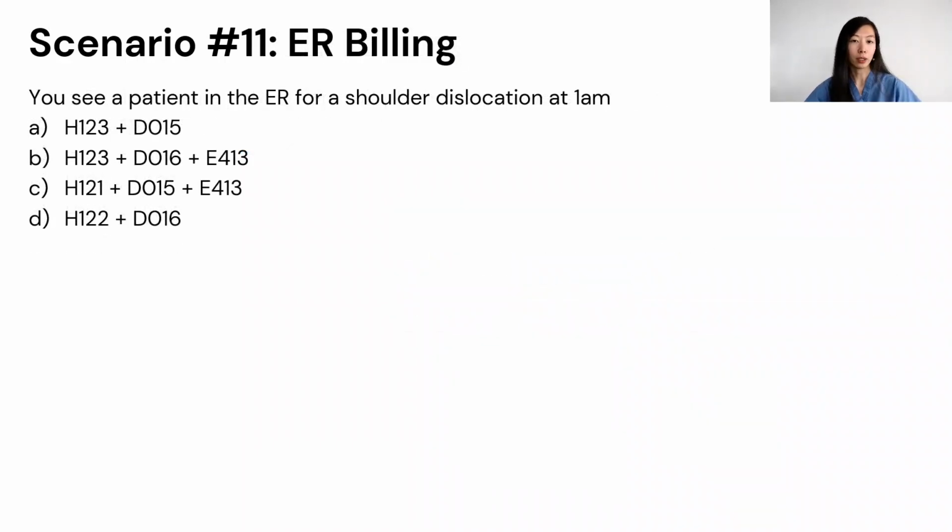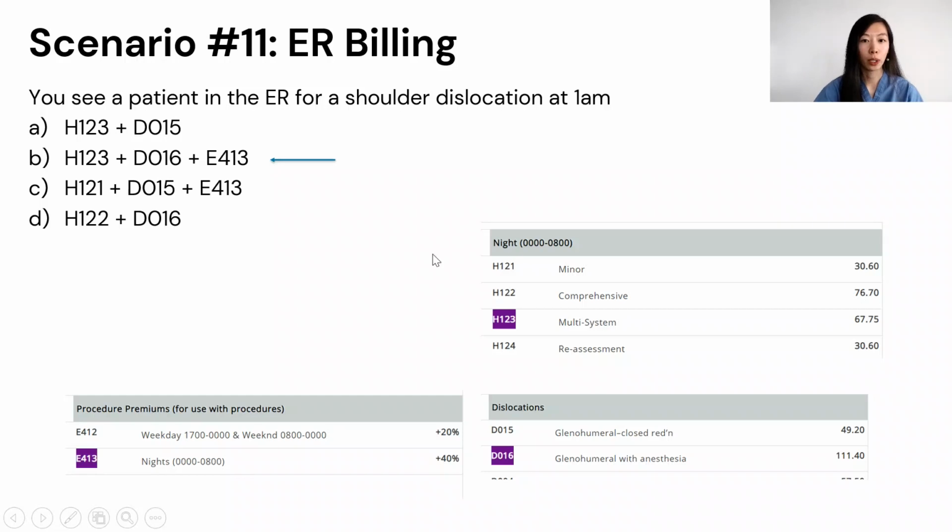Okay, scenario number 11, ER billing again. You see a patient in the ER for a shoulder dislocation at 1 a.m. What would you bill? So the answer is B. And the reason why is because you're doing a multi-system. So for example, you not just check the shoulder, you check other systems as well, right? You might check their wrist. You might potentially check their head if they've hit their head as well. And the dislocation code is D016, which is glenohumeral with anesthesia. And because it's after midnight, you would bill this premium E413.